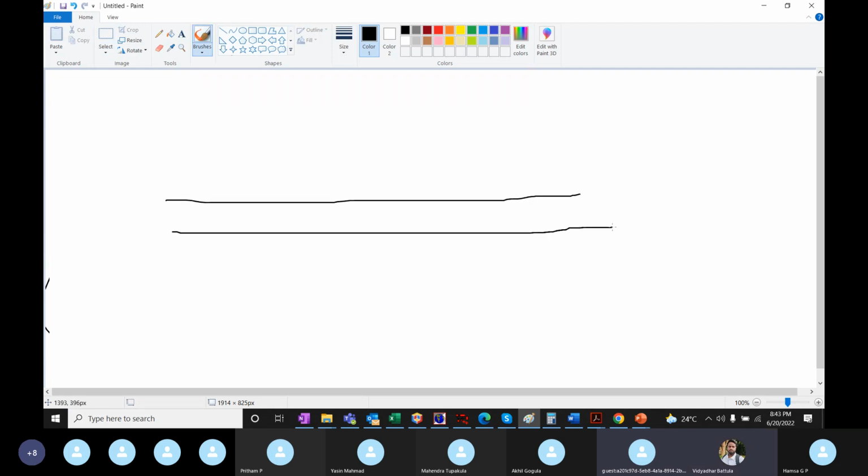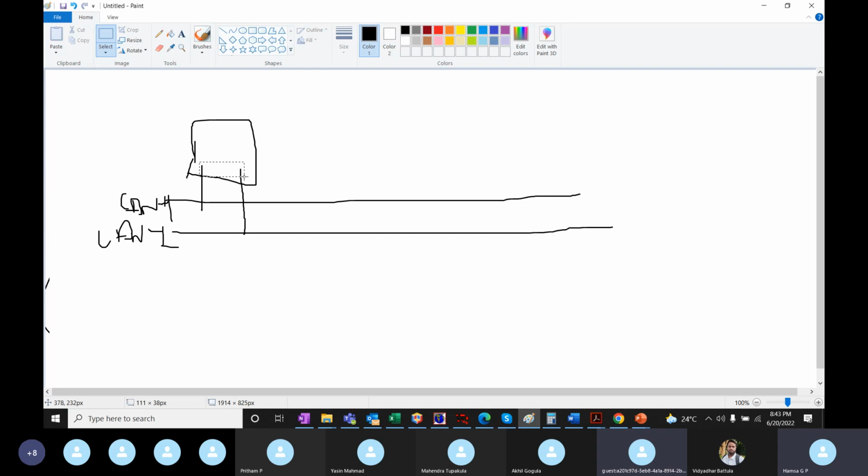It is a two-wire system. One wire is named CAN high, and the other wire is named CAN low. So what am I connecting here? ECU or node.